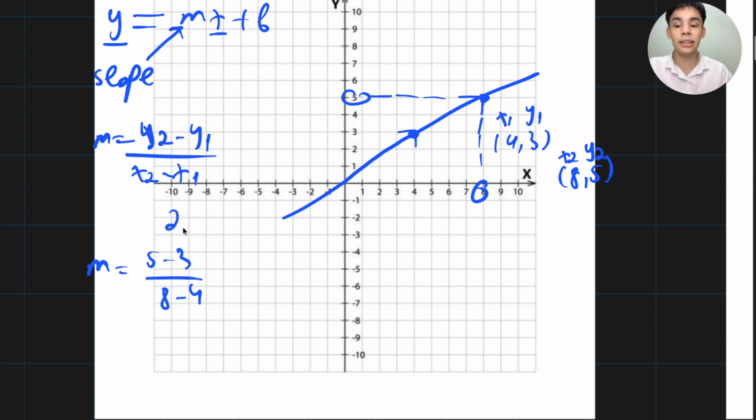In this case, this is 2 and this is 4. So it will be 2 over 4. And if I simplify it, divide everything by 2, I will be left with 1 over 2. This is what my m equals.